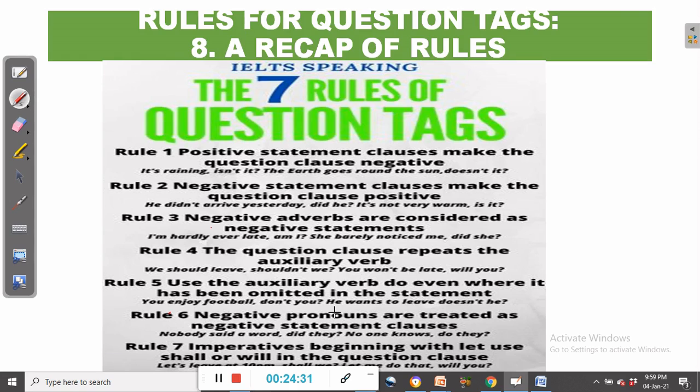Rule number 6: negative pronouns are treated as negative statement clauses. For example, nobody said a word, did they? So nobody here has a negative connotation, so it has to attract a positive tag. No one knows, do they? Again, as we earlier mentioned, you always use the pronoun they in place of indefinite pronouns.